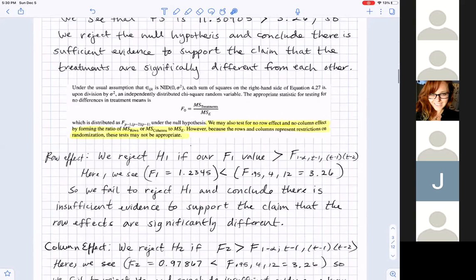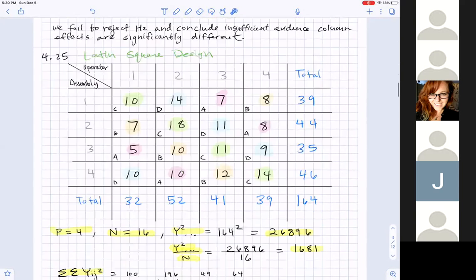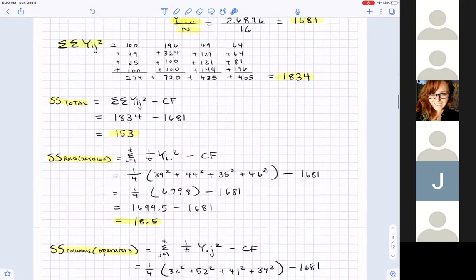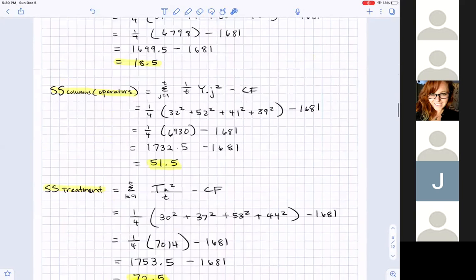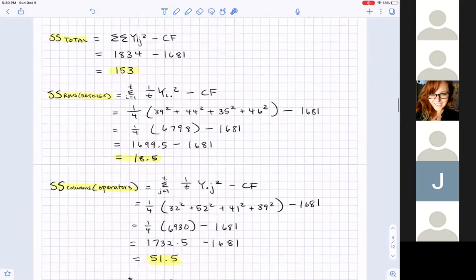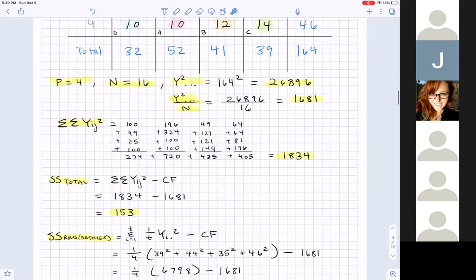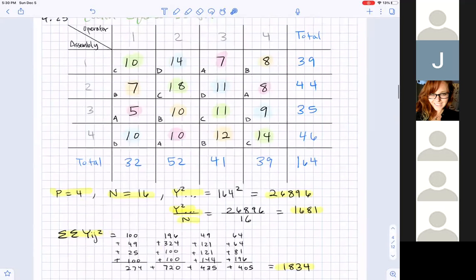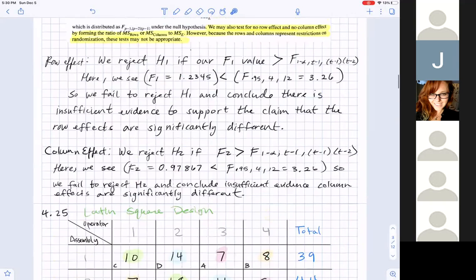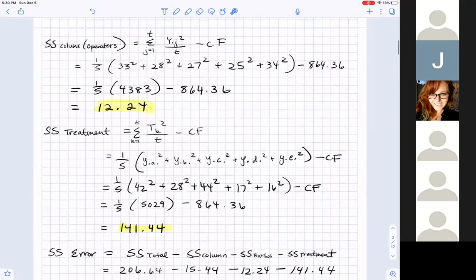What else is important? Does anybody have any questions while I think about what else I can include or say? The last part, was that just adding the row totals and all that? The part that you just showed us, the Y dot A dot squared, that's the row? No. Not the column. That is neither.